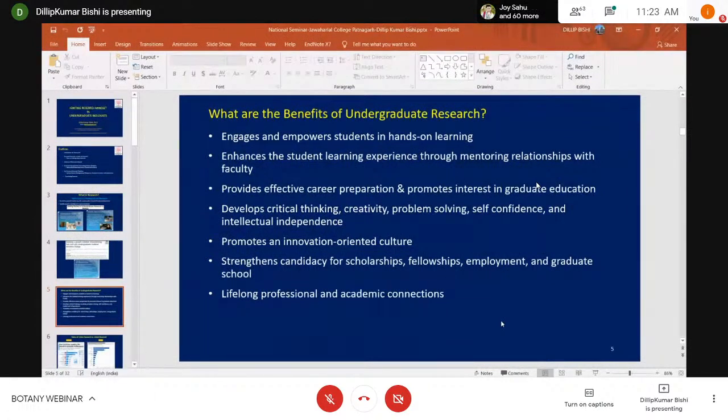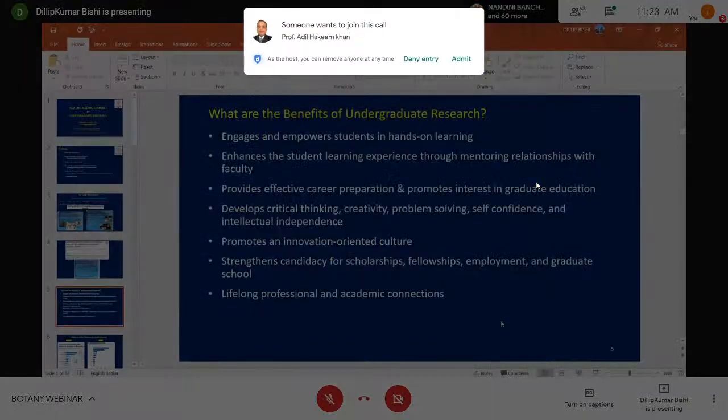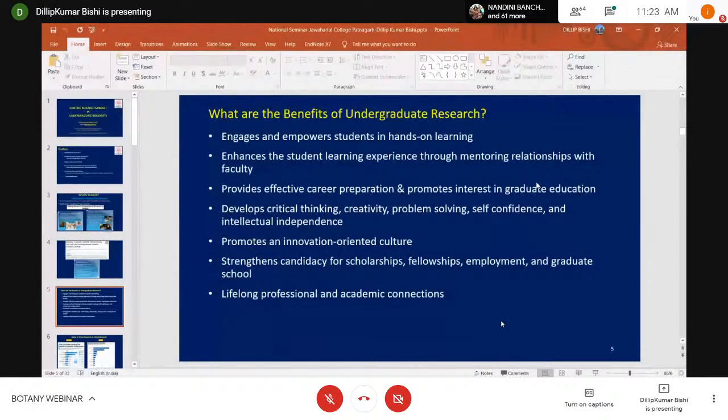So we can inculcate in undergraduate students this research and innovation idea that they can take up further, and they can contribute to the growth of the nation. And apart from this, in a personal context, the student can also have candidacy for scholarships. They can get stipends, they can get fellowships, and in the longer run, they can get employment also, maybe in biotech industries, or become an academician or researcher.